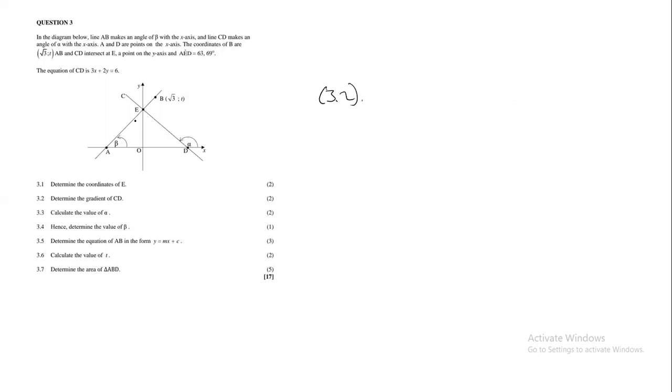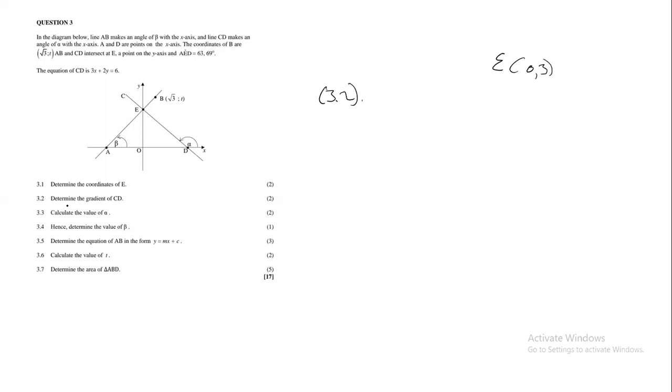You go back to your diagram. Remember, we have already determined the coordinates of E to be (0; 3). Yes, we have determined this. Maybe if we're going to need it, let's just write it there.